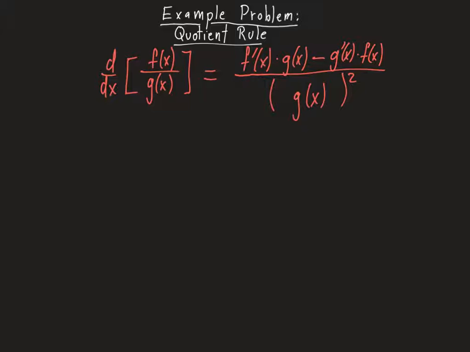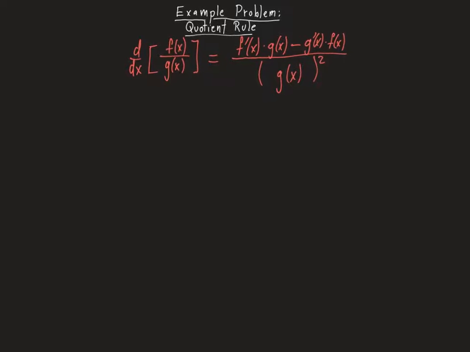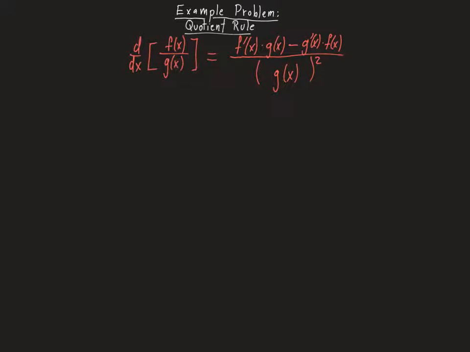Okay, in other words, what the quotient rule tells us is that if you are taking the derivative of one function in the top divided by another function in the bottom, then this is equal to the derivative of the top times the bottom minus the derivative of the bottom times the top, all divided by the bottom function squared. As before, I'm going to leave this up here for the remainder of this video.